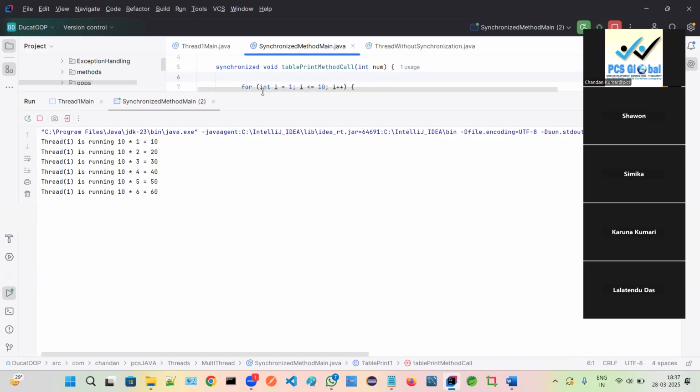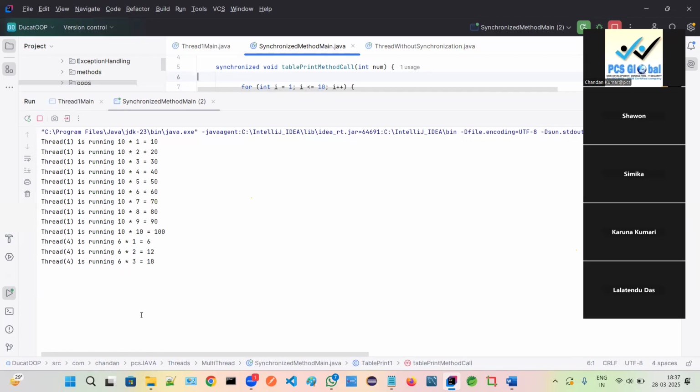Getting correct output. Only one thread went inside. Now see, only thread one is executing. Now thread four got access. Four is accessing.